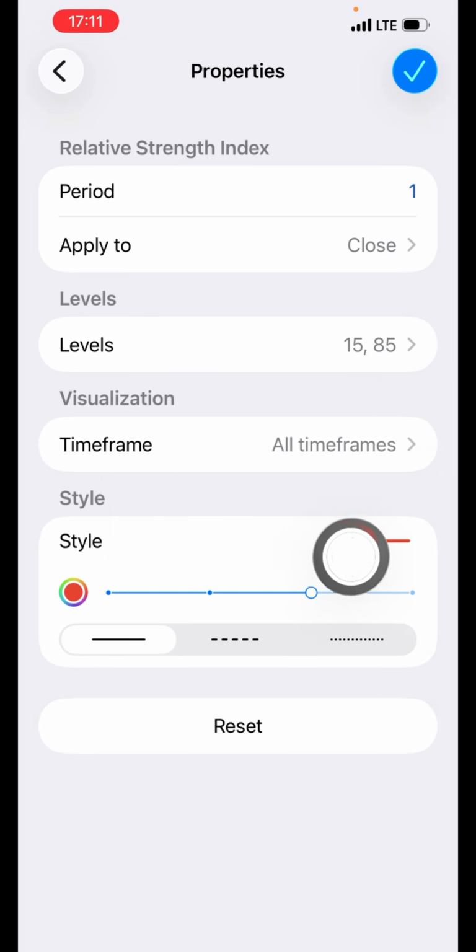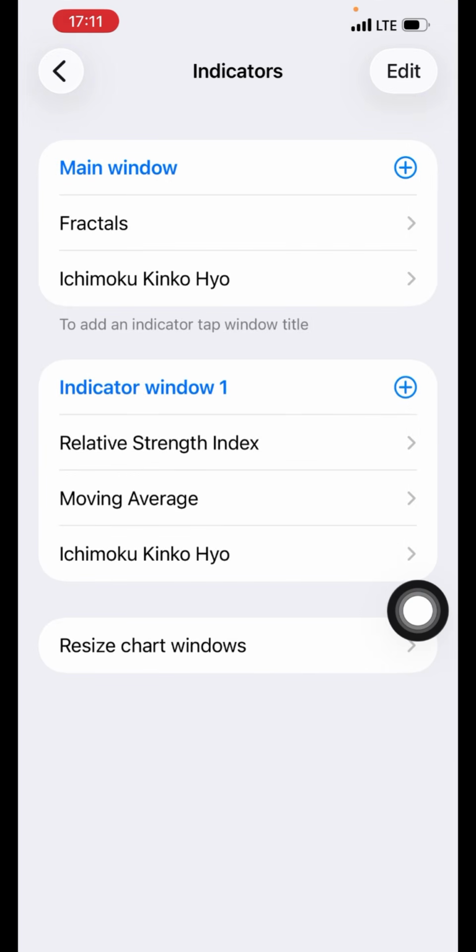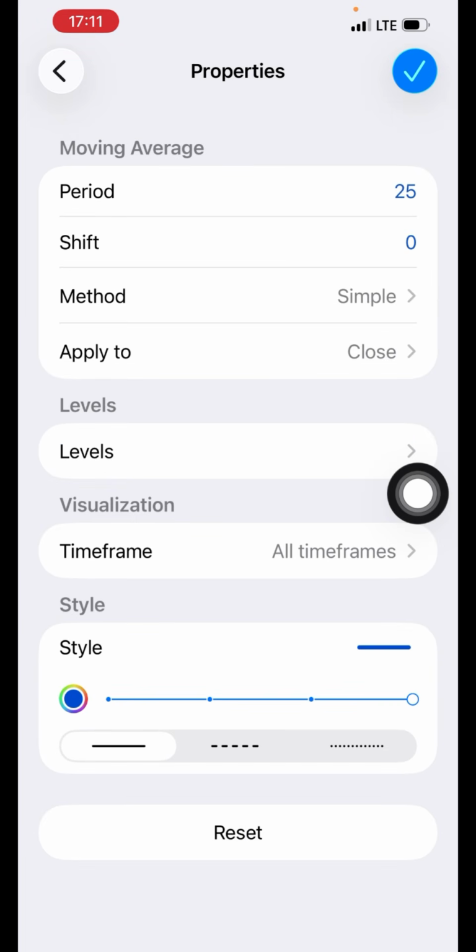Now for the style, you make the color red, 3 pixel. You click on done. Once you add the relative strength index, the indicator in the one here is going to be formed. For you to add the moving average under the relative strength index, you are going to be clicking on the indicator in the one plus icon here, this plus icon, then you search for your moving average. For the moving average, the period is going to be 25, shift is 0, method is simple, apply to close. The level, you leave it as it is. Time frame is all time frame. The style, you make it color blue, 4 pixels, and then you click on done.